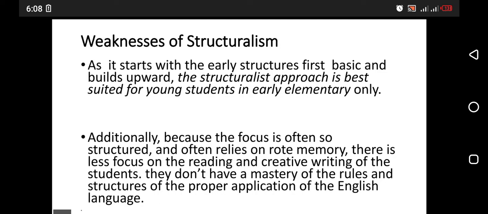Students are not able to produce their own language, and that's why this is a great disadvantage of this method, that it produces students just like a parrot, and it focuses on rote memory rather than on creative writing. So these are the weaknesses and strengths of this structural approach.